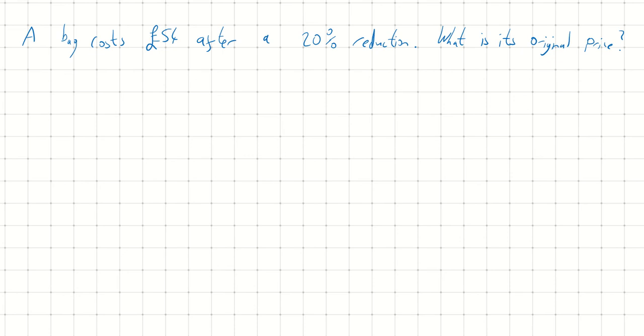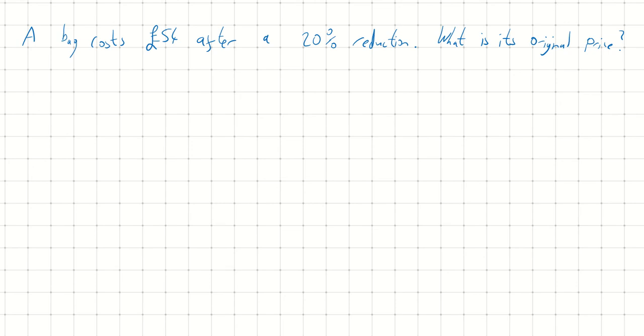Well, you might just think, oh, I'll work out 20% of 54, that's £10.80, and add it on to 54 and it will get my original price. That doesn't work because we want 20% of the original price, not 20% of 54. So how are we going to do that? Well, let's start off by thinking what this 54 represents. The £54 is the price after a 20% reduction.